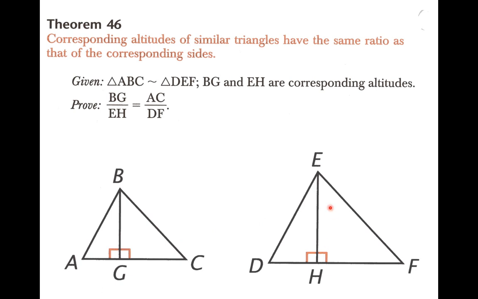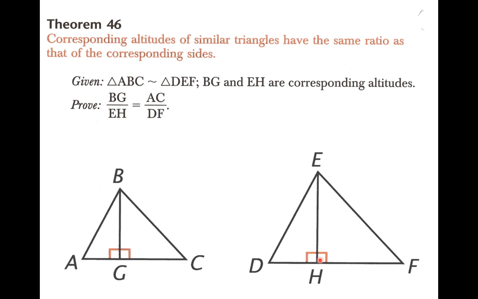So here you see two triangles. They're similar, we're given that, and we've got their altitudes. We're trying to prove that those altitudes have the same ratio as, in this case, the bottoms, AC to DF. We already proved you could do that, but there are some other proportions you could write as well. For instance, these two altitudes, BG to EH, if we put them in a ratio, they should also be equal to what other ratios?